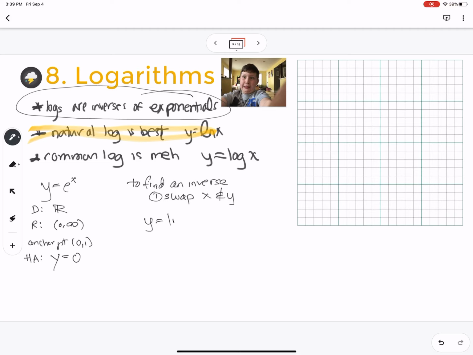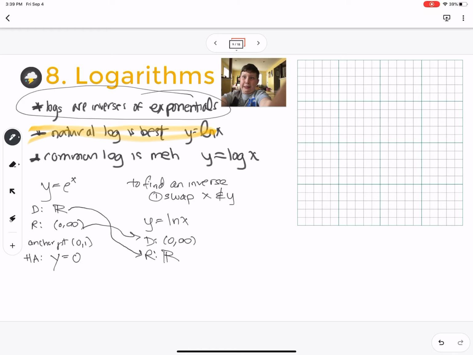So for y equals natural log x, the domain from e to the x of all real numbers is going to become the range of natural log x. So the range of natural log has to be all real numbers. My domain from e to the x, those are my outputs, have to become my inputs for natural log. So I'm going to go from 0 to infinity, except now we're talking about x values instead of y values.